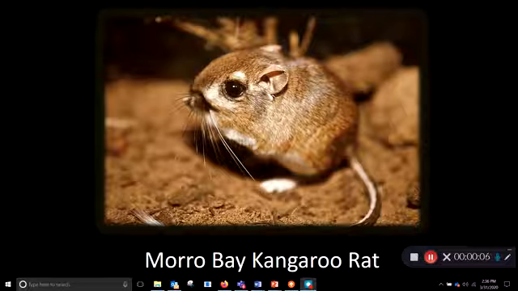Today we'll be discussing something called the nephron and the renal systems. And some of you are probably wondering, okay, why on earth do you have a picture of an animal in an anatomy and physiology picture, and why is it so adorable? Well, first off, this little mouse isn't just any ordinary mouse. It's a Morro Bay kangaroo rat.